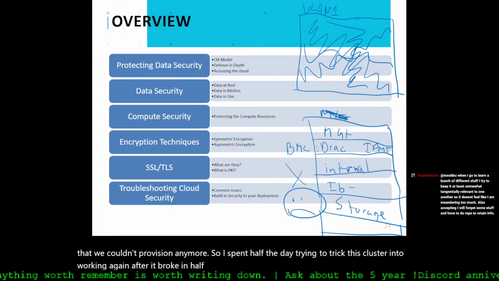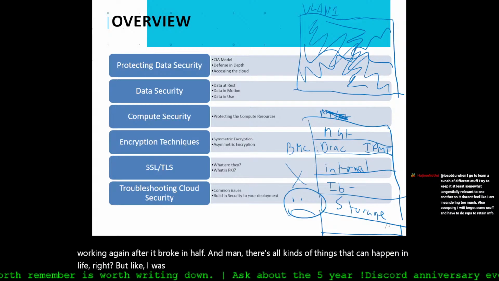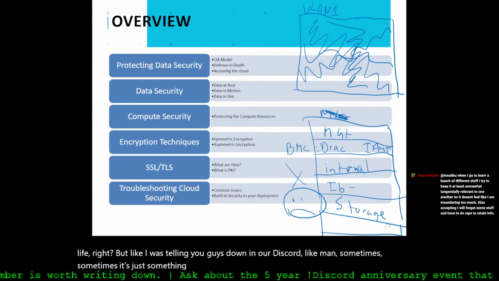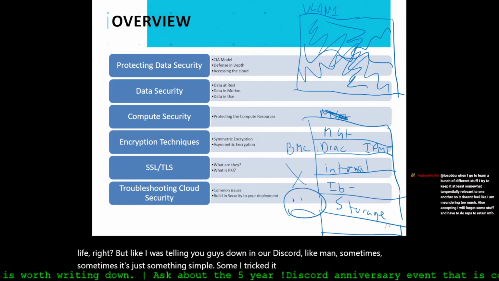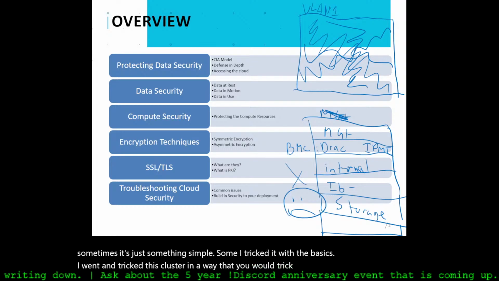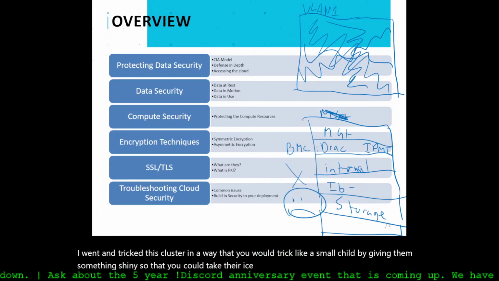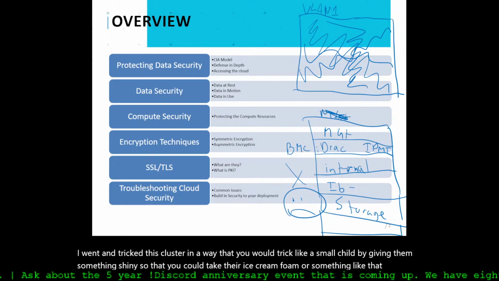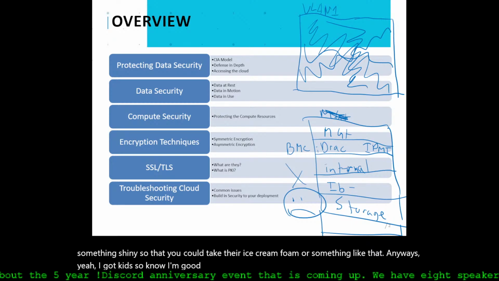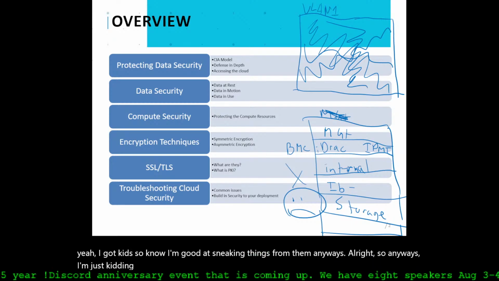And man, there's all kinds of things that can happen in life, right? But like I was telling you guys down in our Discord, sometimes it's just something simple. I tricked it with the basics. I tricked this cluster in a way that you would trick a small child by giving them something shiny so that you could take their ice cream from them. Anyways, I've got kids, so I'm good at sneaking things from them. I'm just kidding.